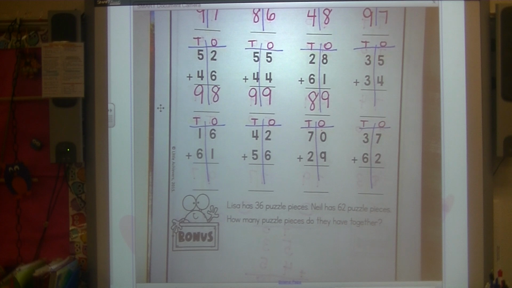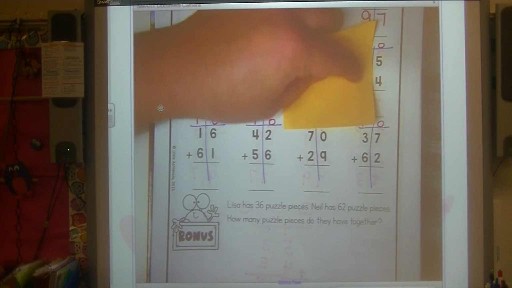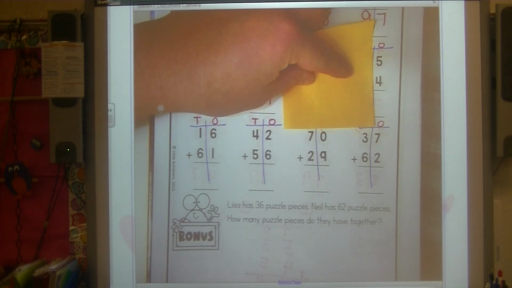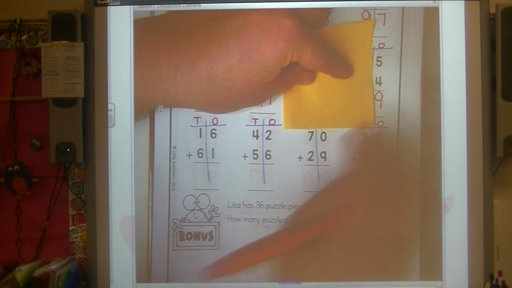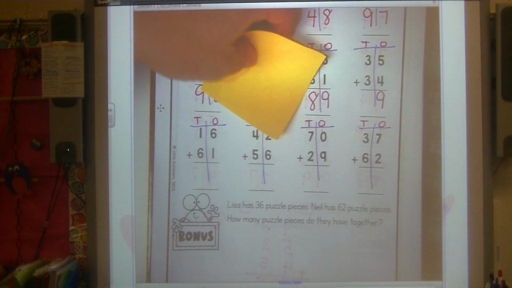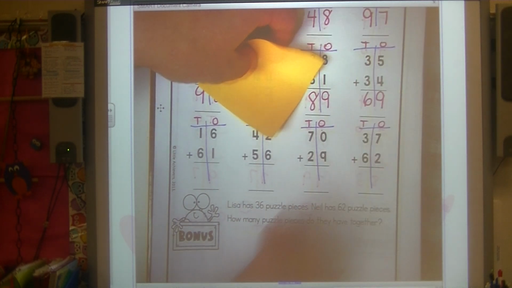The last one in this row, 35 plus 34. Cover up my tens. 5 plus 4 is 9. 3 plus 3 equals 6. 69.